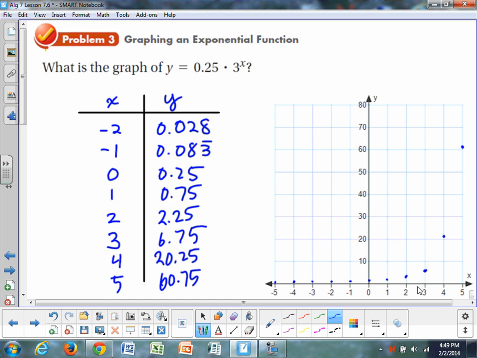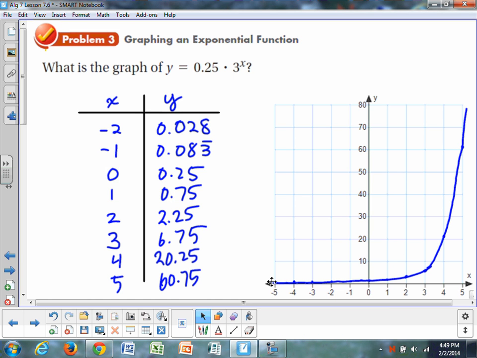Notice that initially the line just hugs along here, and we know that it will never be a negative value because if we keep dividing a positive number by a positive number, it's going to stay above 0. But eventually it starts to really take off, and so it makes a curve that looks like that. All right, you try that.